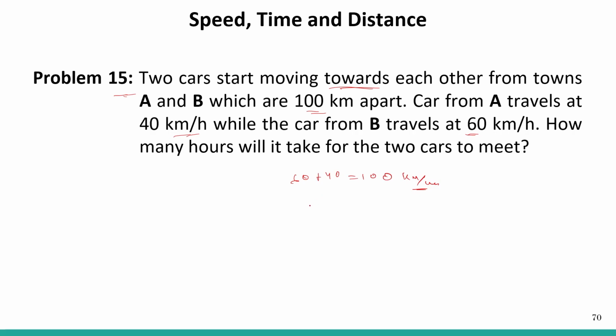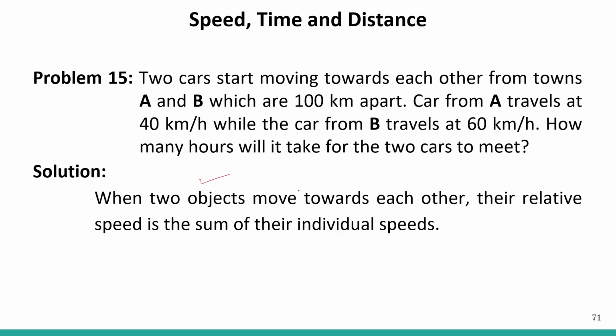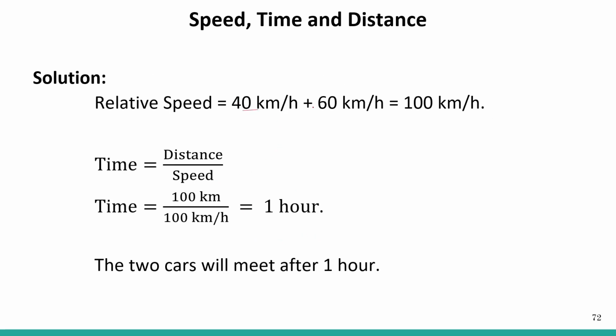So we can assume that for 100 km it will be what? 100 by 100 is equal to 1 hour. So it will take 1 hour for both the cars to meet. Okay. So when two objects move towards each other, their relative speed is the sum of their individual speeds. So it will be 40 plus 60 is equal to 100. So distance by speed is equal to 100 by 100 is equal to 1 hour. So the two cars will meet after 1 hour.